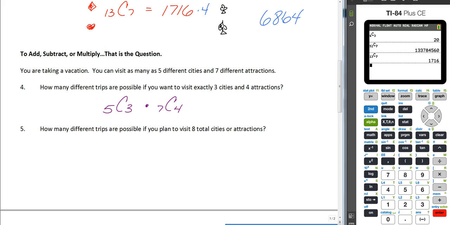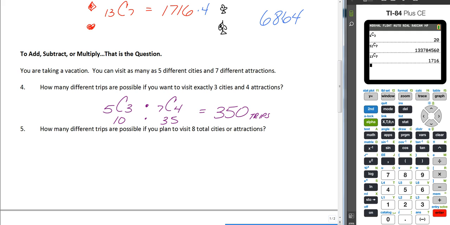Okay, so we just need to use our calculator. 5 choose 3 would give us 10, times 7 choose 4 would give us 35. So we're going to have 350 different types of trips we can take if we mess them all up and do different things, okay? So that is when you multiply, because we're very specific to how many we want to take for cities and attractions.